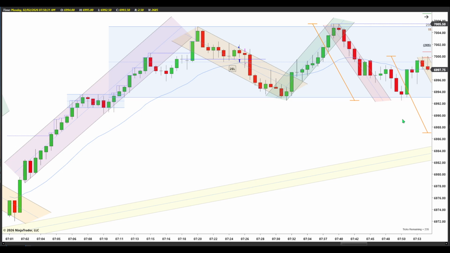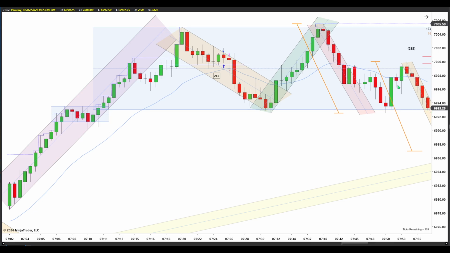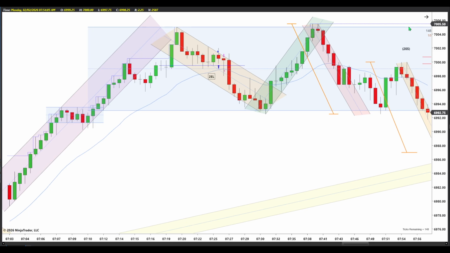So I left it alone, but I thought this is a decent setup, but it didn't quite follow all the rules. So I called it an almost trade. It would have worked, so it came back and tested the low side again. So I'm thinking, okay, is it done trying to make it to the high side of this range?